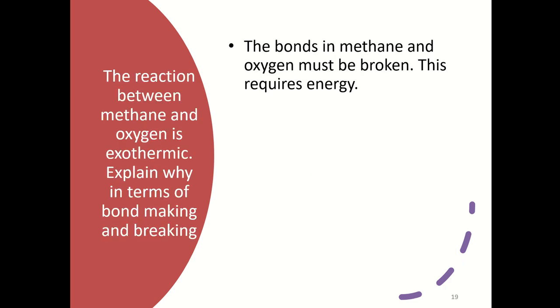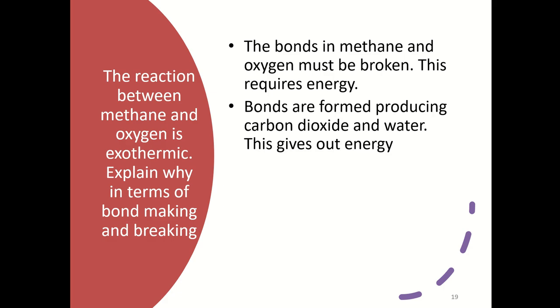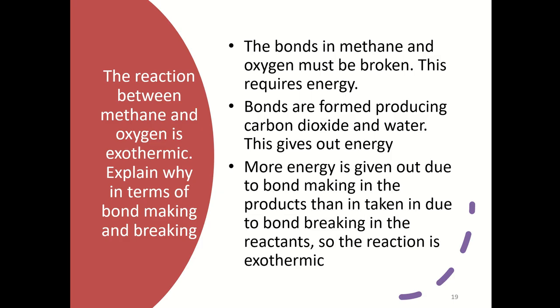Okay, so if we look at an actual example, the reaction of methane and oxygen is exothermic. It tells us, explain in terms of bond making and breaking. Very simple. We say the bonds in methane and oxygen must be broken. Energy is needed. 2 marks you'll get for that. The bonds are formed in carbon dioxide and water. Energy is given out. 2 more marks. More energy is given out due to bond making in the products than is taken in during bond breaking in those reactants. No need to name them the second time. So the reaction is overall exothermic.